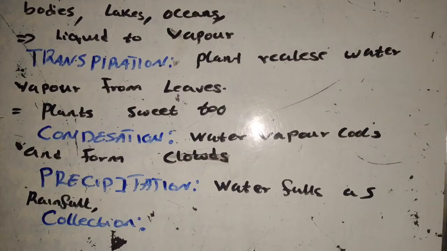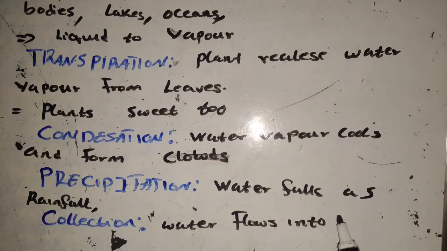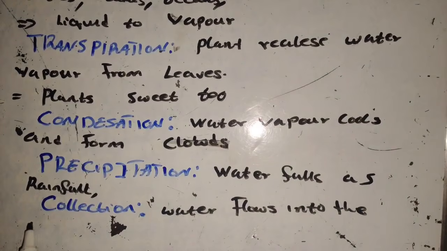So here on collection, that water which came down will just collect in the water body, such as the river. So here we can just say the river. Here you can just say that water falls into the rivers and oceans, or we can just say water flows into the water bodies. So if a question was to come on the water cycle, these are the processes that you need to include.